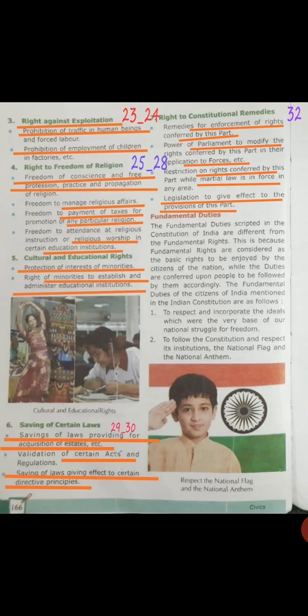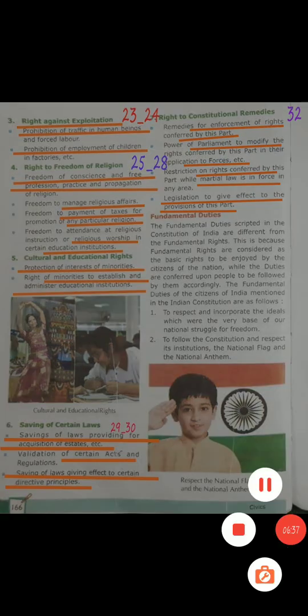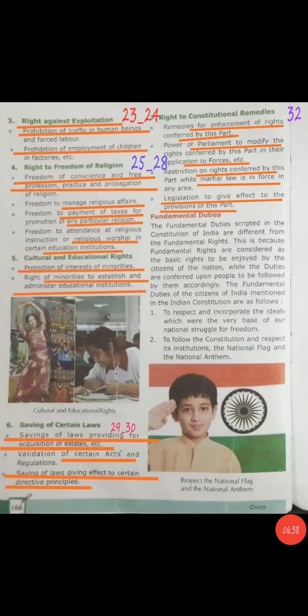Prohibition of employment of children in factories, etc. This also protects children from child labor. Below the age of 14 years, children are not allowed in any workplace. So the right against exploitation protects them. Next is the right to freedom of religion.